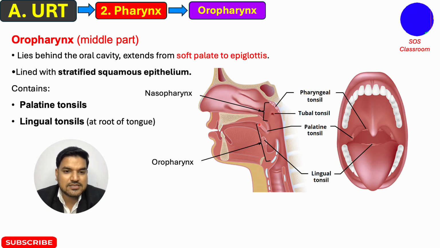The portion of the oropharynx starts from the soft palate to the epiglottis. You can see this portion is called the soft palate. The anterior of the mouth is called the hard palate, and the posterior of the mouth is called the soft palate. From the soft palate to the epiglottis, the portion is called the oropharynx.